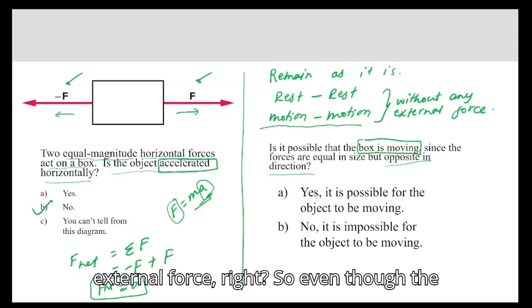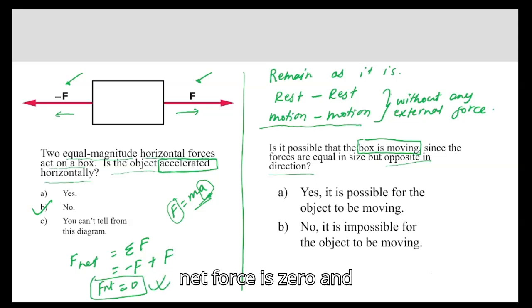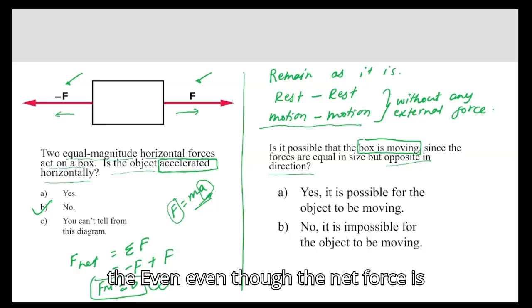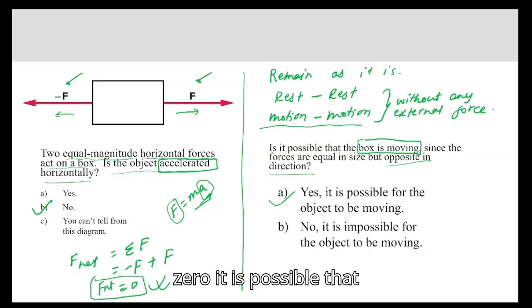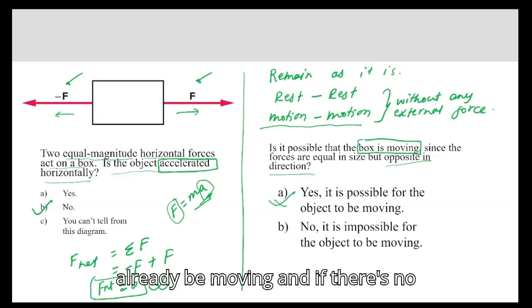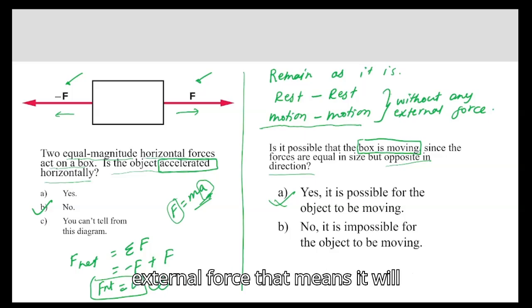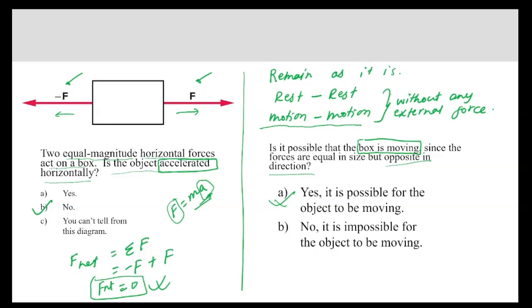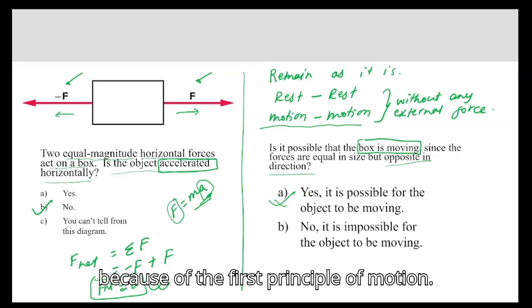So even though the net force is zero, it is possible that the object will be moving, because initially it may already be moving, and if there's no external force, that means it will keep moving because of the first principle of motion.